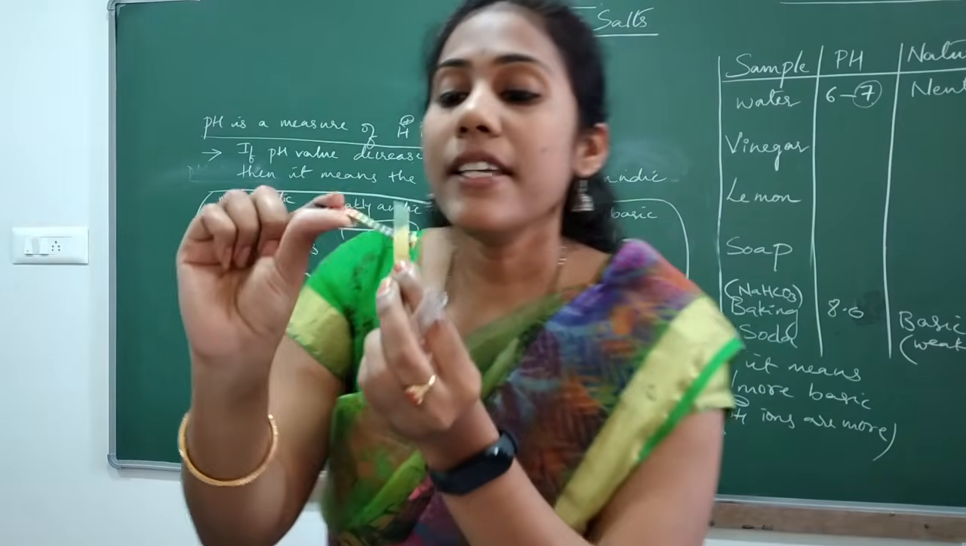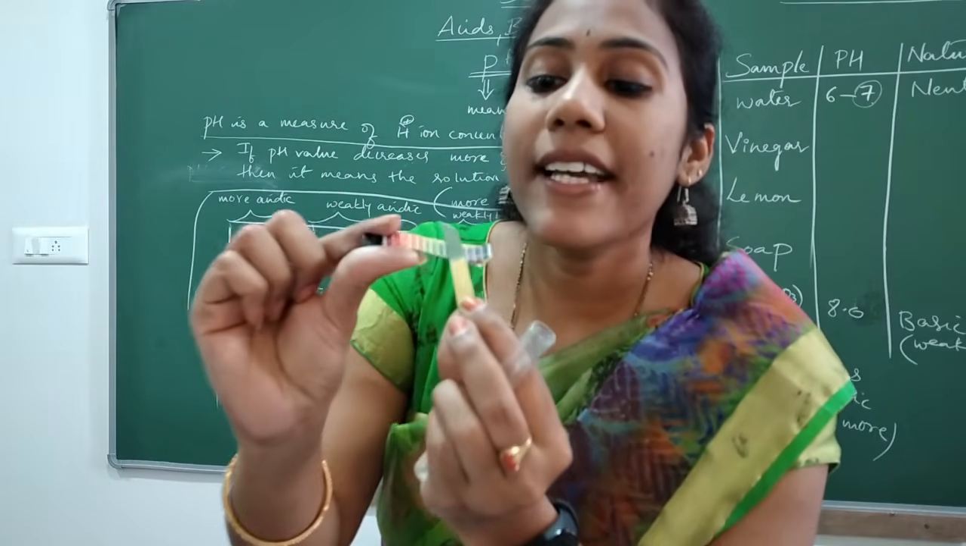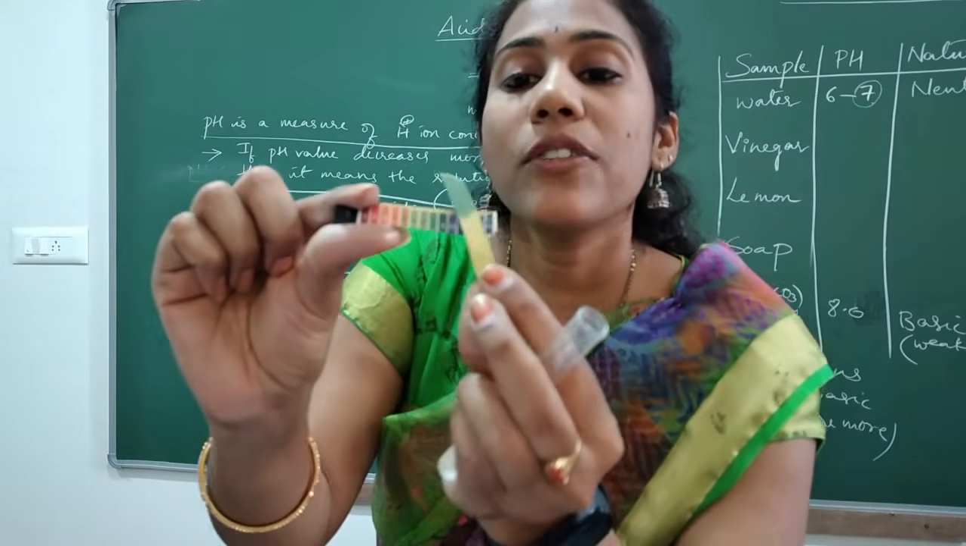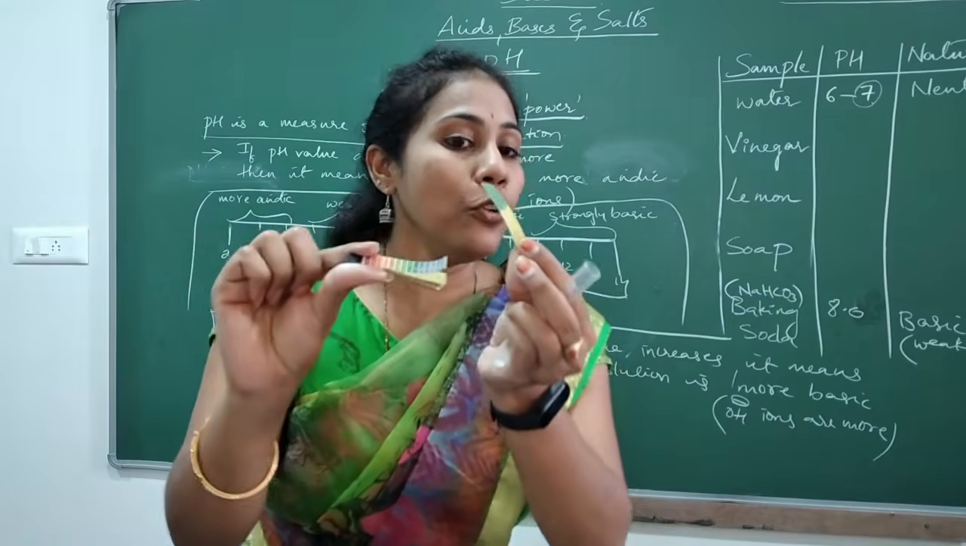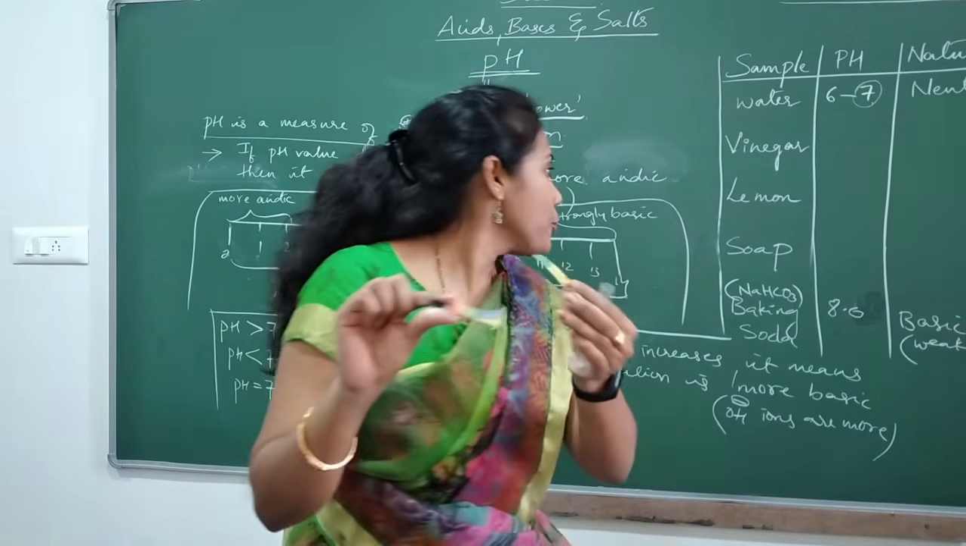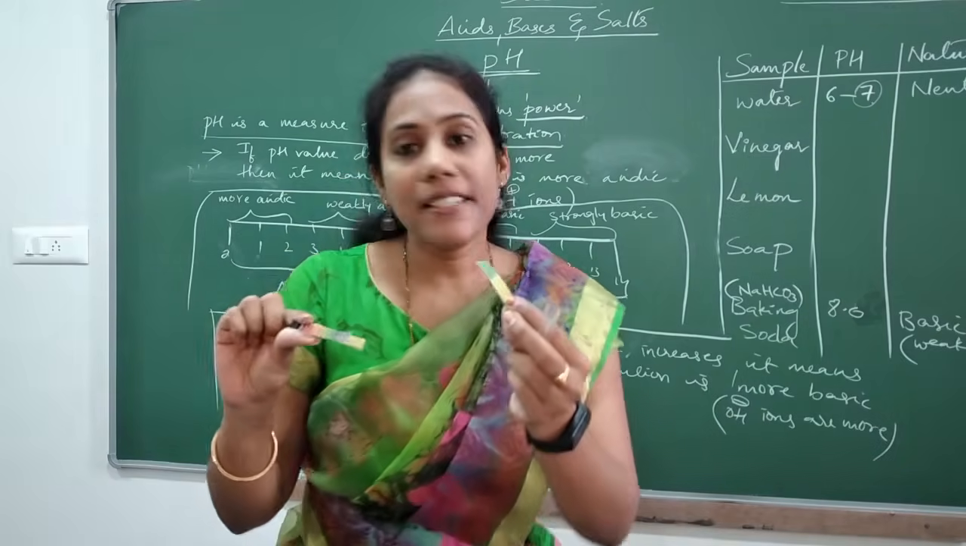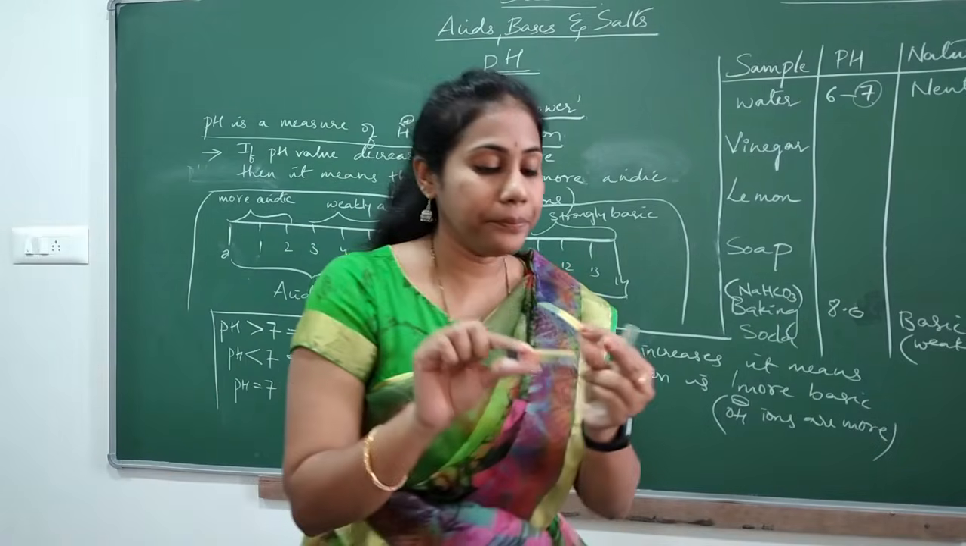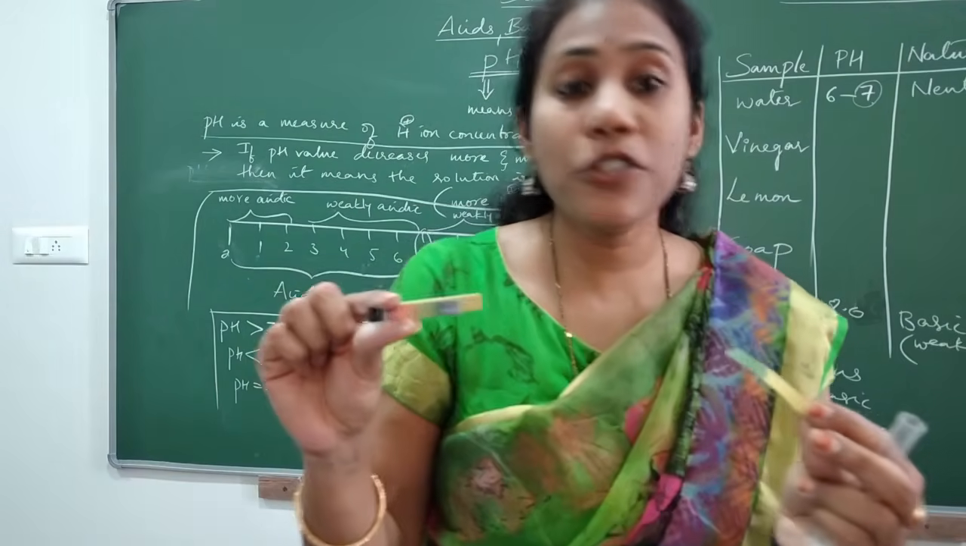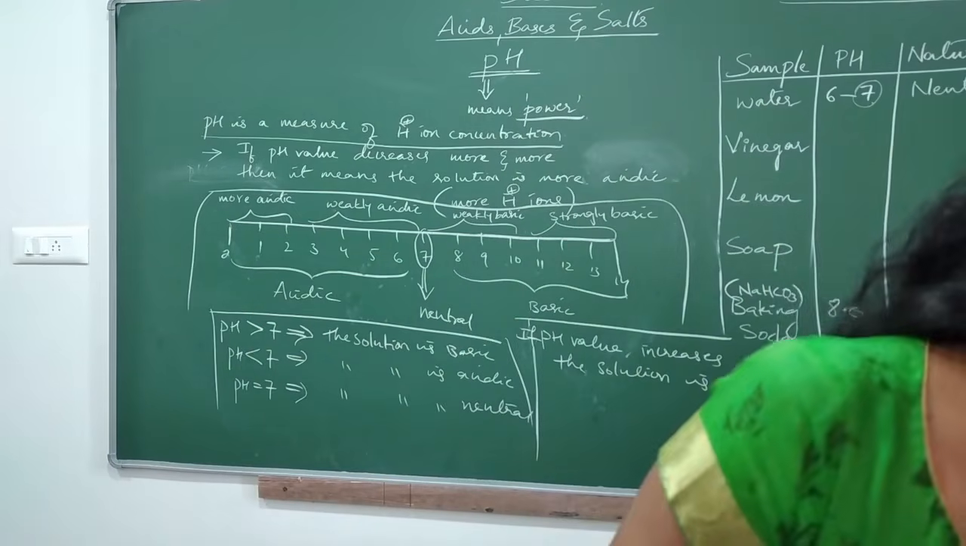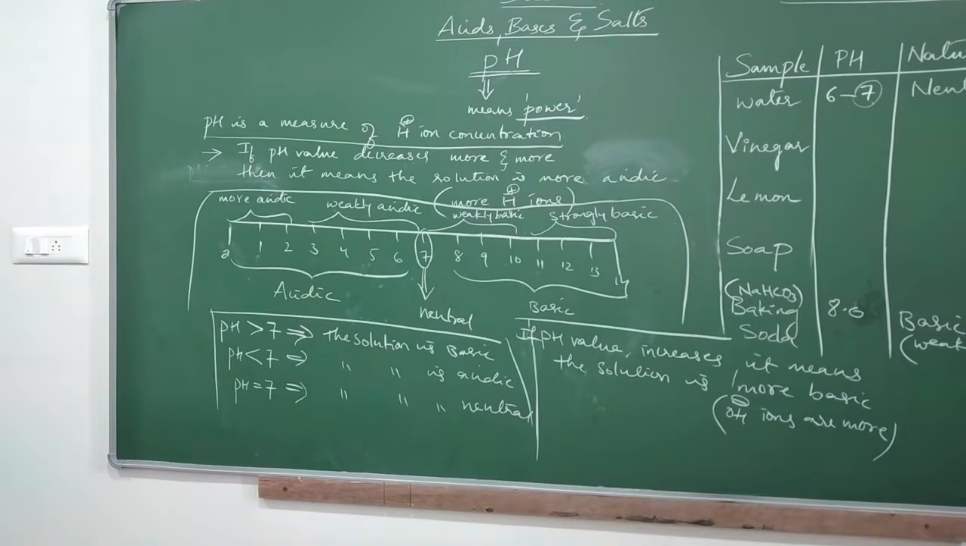So here, see, here the color is matched with exactly 8. So that means the pH value for this baking powder solution is 8. 8 means it is a weak base. Okay, fine. Now we will take one more solution, guys. One more solution we will take.